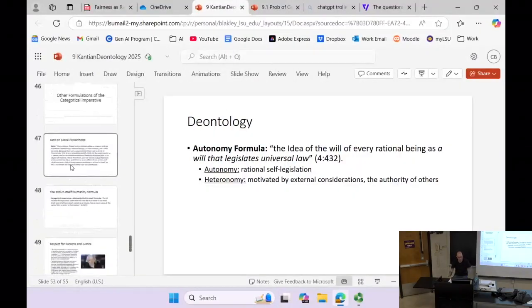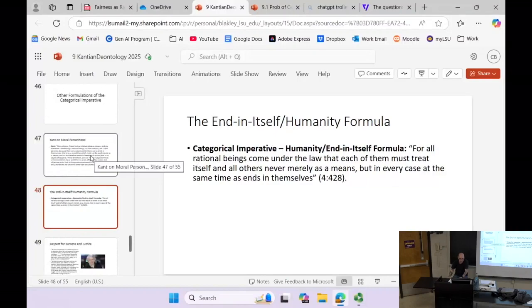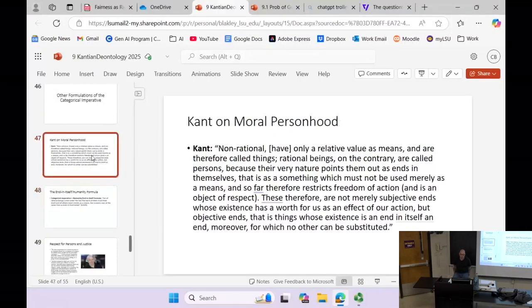So let's look at another version of the categorical imperative here. That's the universal law version. Let's look at another version. There's kind of two parts to this. First, Kant on moral personhood, and then the actual formula. I usually call it the humanity formula or the end in itself formula. It means some basic thing. So here's Kant on moral personhood.